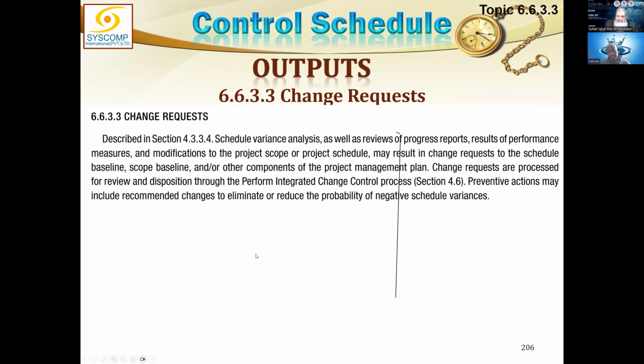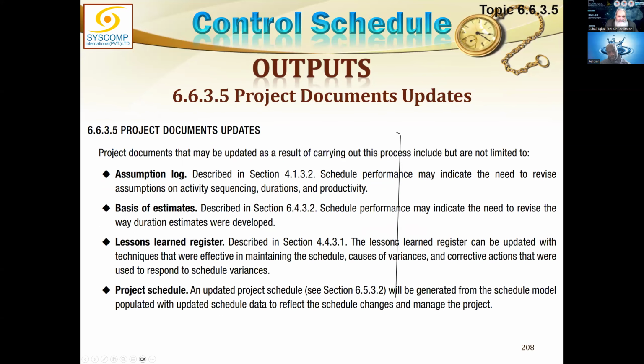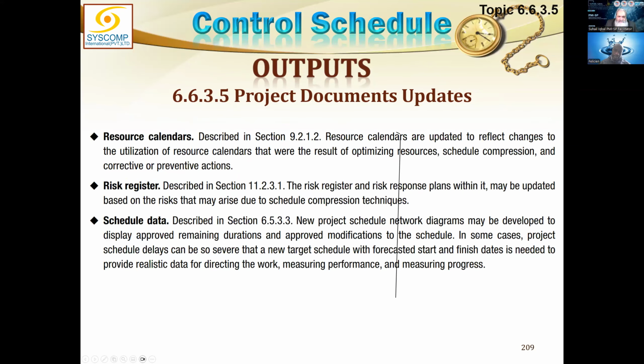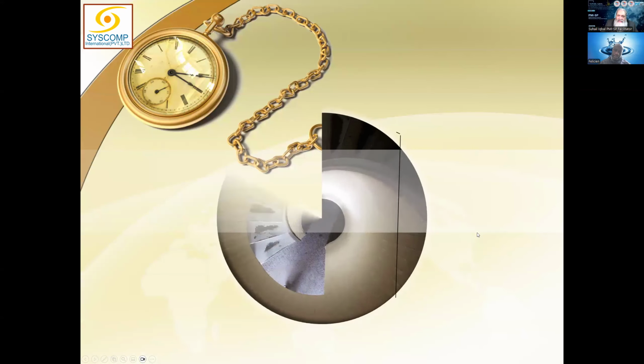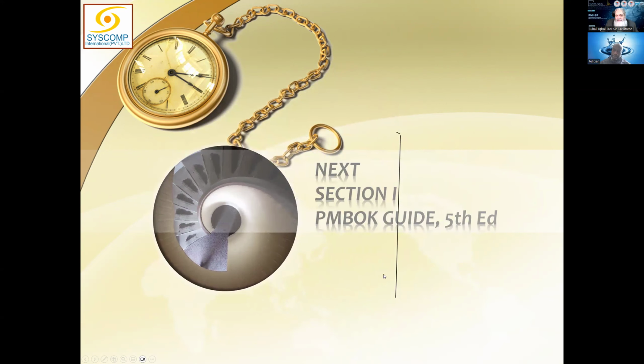But if there is an impact on scope, time, or cost, then it has to be moved through a change request. Approval will have to be sought, all the documents be updated, and then we can start acting upon that. These are the various updates to the schedule management plan, documents, and that ends the schedule portion from the PMBOK guide.